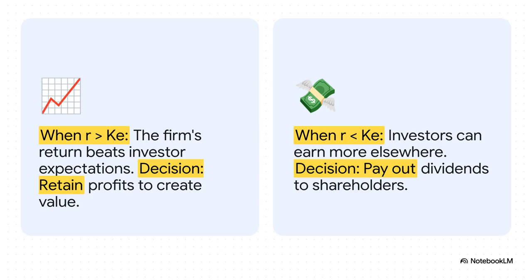In our case, YLT's R of 25% is greater than the 20% K. That means every single rupee they keep is creating value. If it was the other way around, they should give that cash back to shareholders, period.